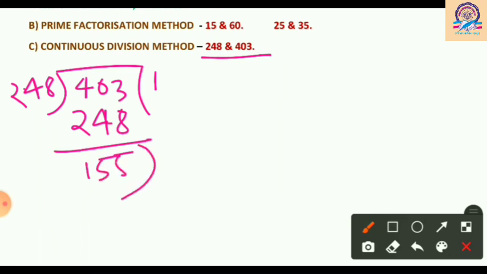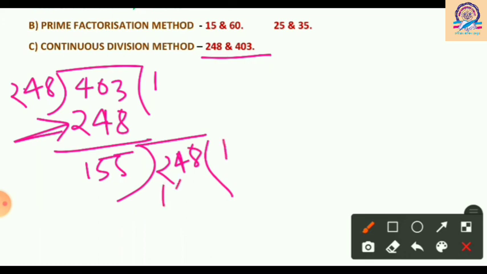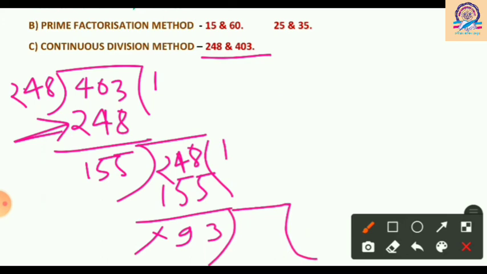So 155 will be our new divisor, and in the dividend place we will write the second number, that is 248. Now once again 155 can divide 248 only one time. Now subtract it: 8 minus 5 is 3, and 9 is borrowed, so we got 93 here. Now 93 will be our new divisor, and 155 will be our new dividend.